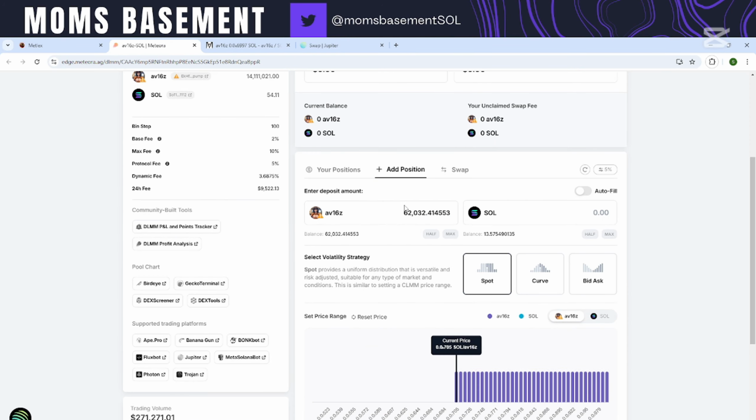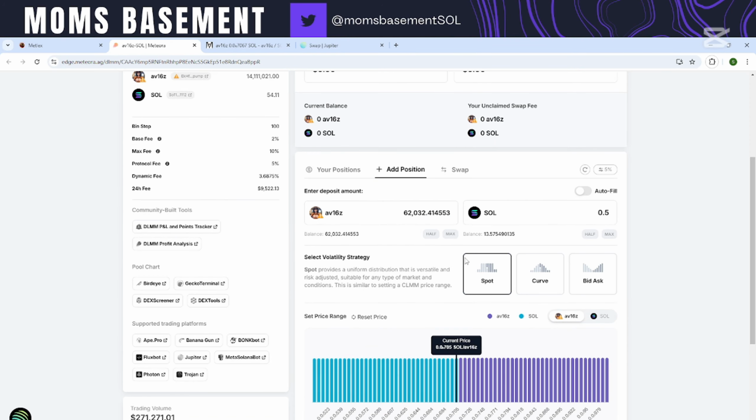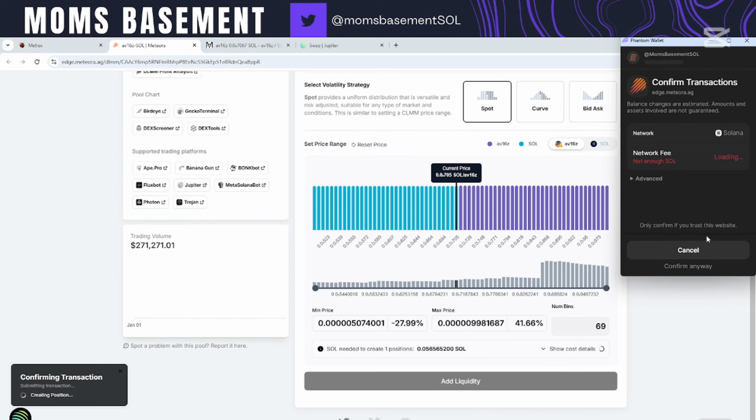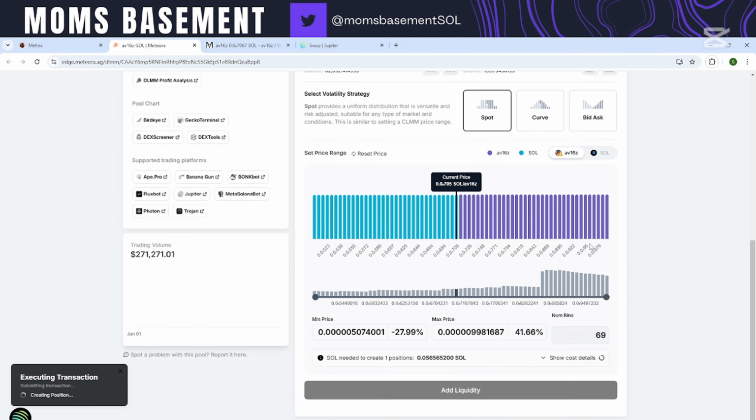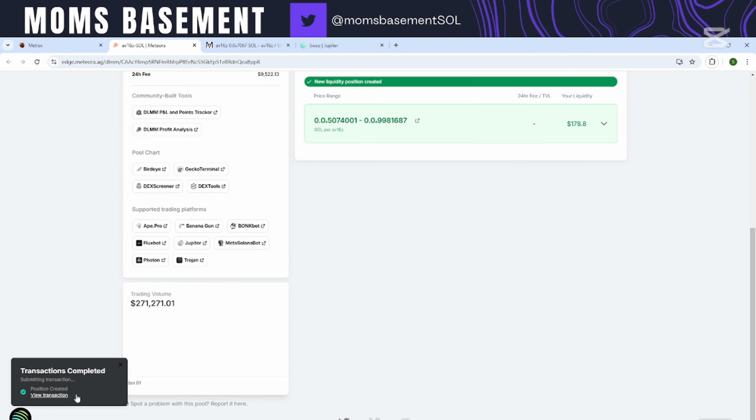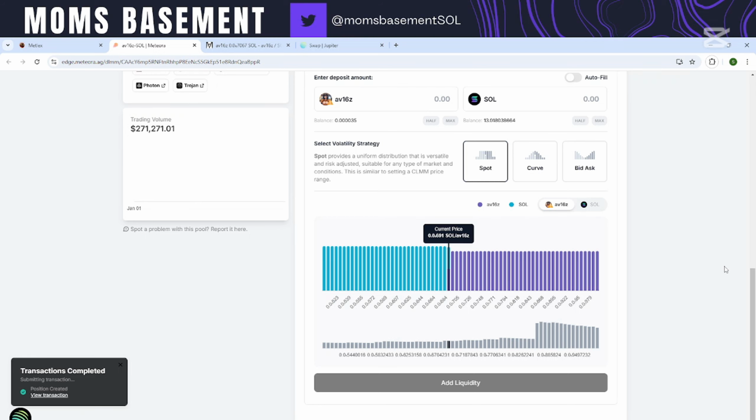So here we go. I'm going to add some liquidity here. I'm going to add some of the token and some of the SOL. Okay, that transaction has been complete. And we're going to come back to this and I'm going to explain how the trade has worked.